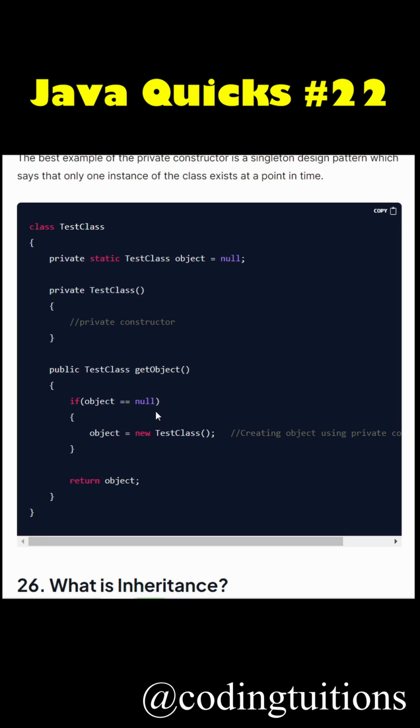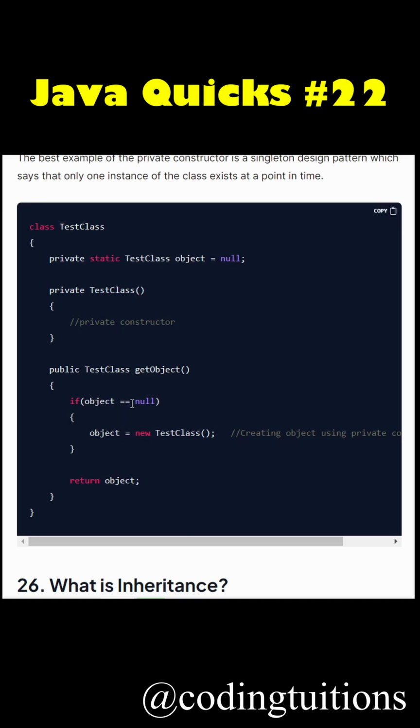So what it will do is it will first check if this object data variable is null, then it will call the private class constructor and create an object. Since we are calling the private constructor in the same class, this is allowed. I hope this much is clear.